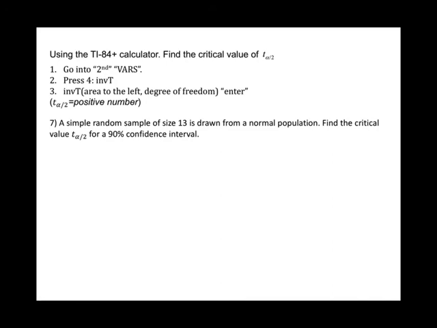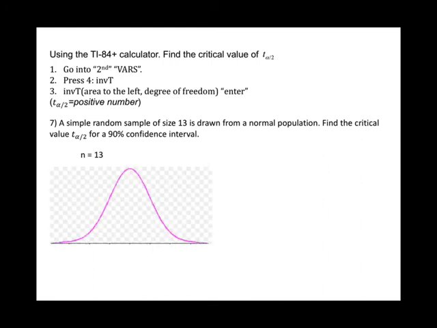Okay, a simple random sample of size 13 is drawn from a normal population. Find the critical value for a 90% confidence interval. First, we know the sample size is going to be equal to 13. The steps are similar to the first two examples, how to find the critical value. We have assumed this is a normal distribution again, and 90% in the middle. So in the middle is going to be 0.90.